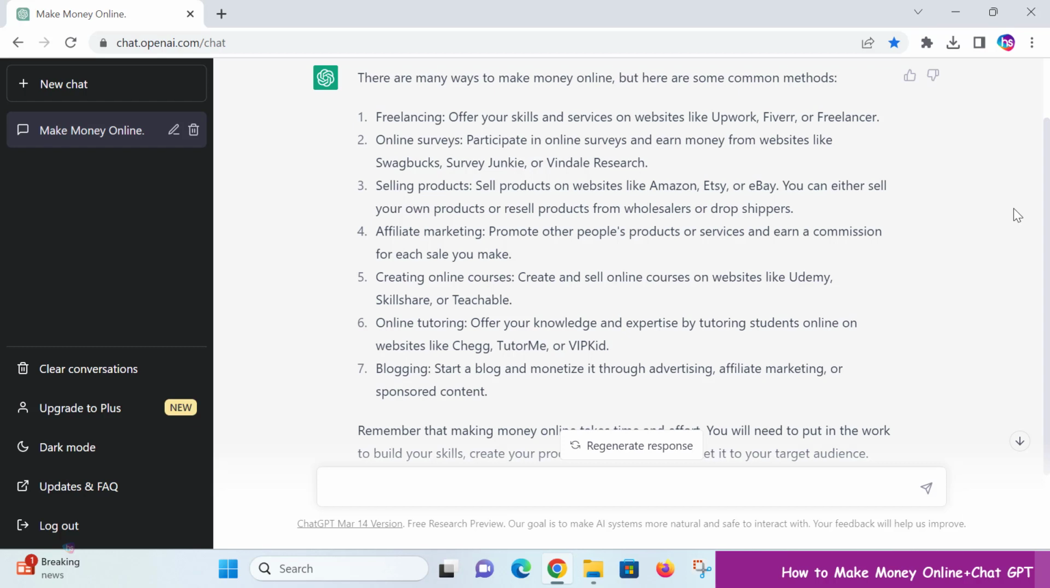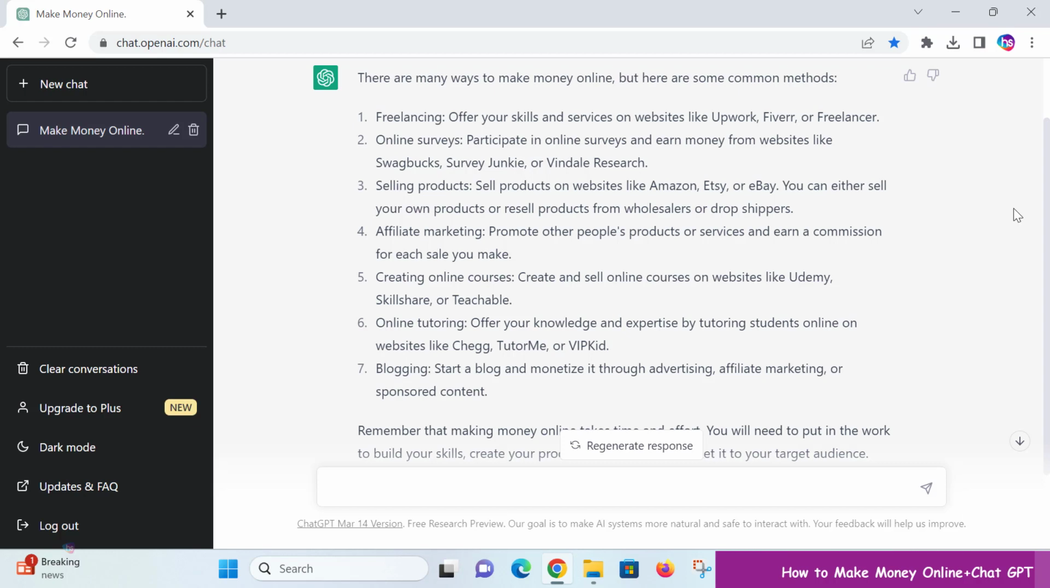And creating online courses. Create and sell online courses on websites like Udemy, Skillshare or Teachable. Yes, you can earn money. Online tutoring. Offer your knowledge and expertise by tutoring students on websites like Chegg, TutorMe and VIPKid. So using these, you can share your knowledge and earn.